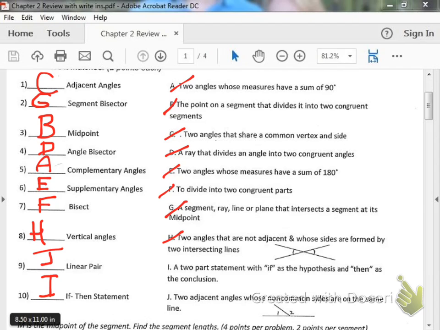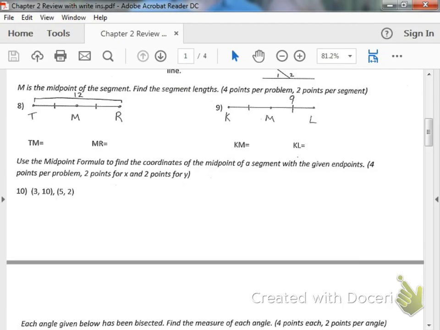Do you have any questions before we move on? No. So in number 8, we are given the entire segment, TR, as 12. I'm looking for the two smaller ones. What are they both? 6. The way you do that is you divide the 12 by 2. Half of the units have to go on one side, half on the other. Any questions?